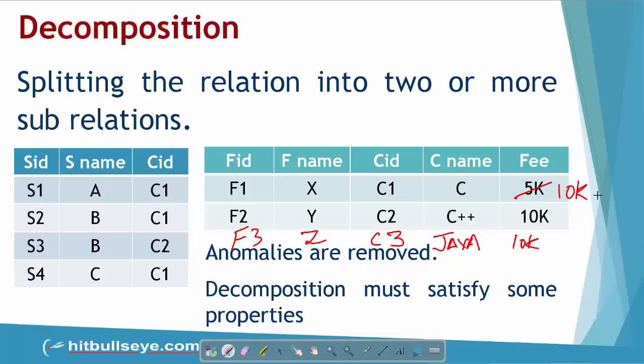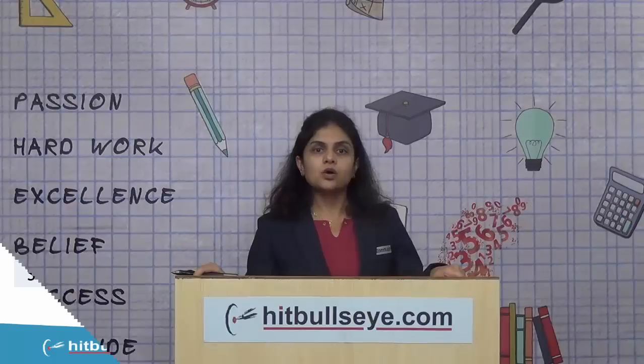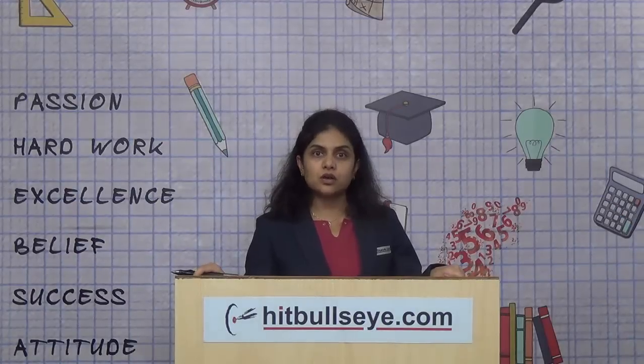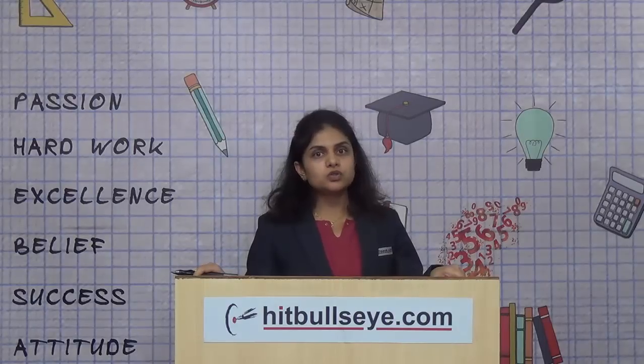So what is the deletion anomaly? Suppose the student S3 leaves my institute, but still I have the details of my course C2 with me. I'm not losing any details or any information forcefully due to the deletion of a particular student from my institute. I hope you understand what the anomalies are and how we handle these anomalies.